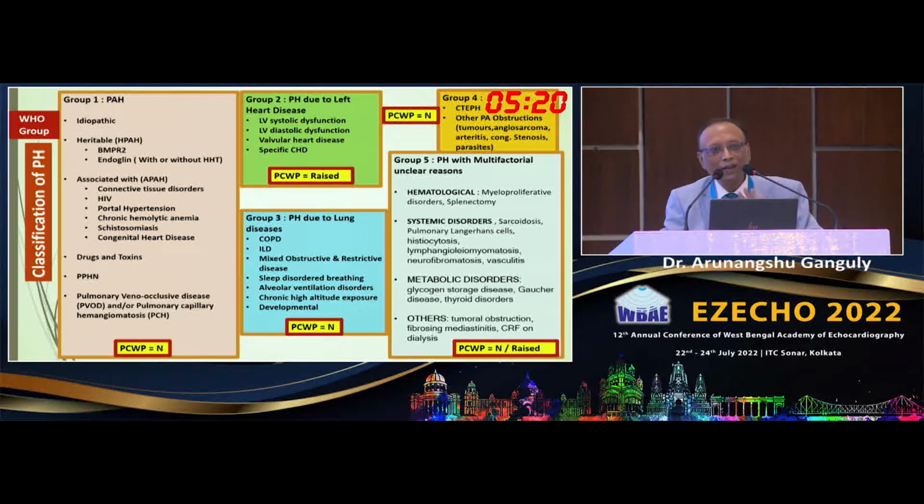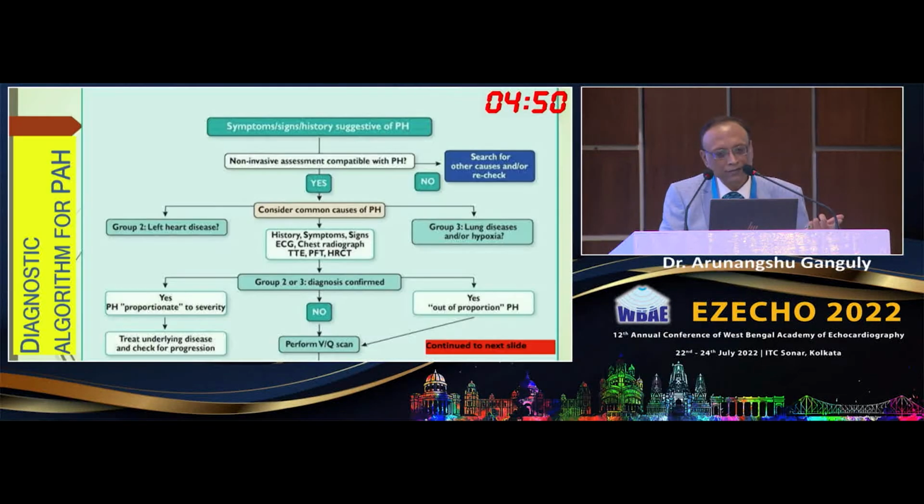Group 1 includes the idiopathic, the heritable, the APAH, that is associated lesions, drugs, toxins, primary, the pulmonary hypertension of newborn, and you have veno-occlusive disorders. Group 2 is left heart causes. Group 3 is lung causes. Group 4 is CTEPH, which is very, very common today. And group 5 is with multiple unclear reasons. It can be hematological, it can be systemic, it can be metabolic, and others.